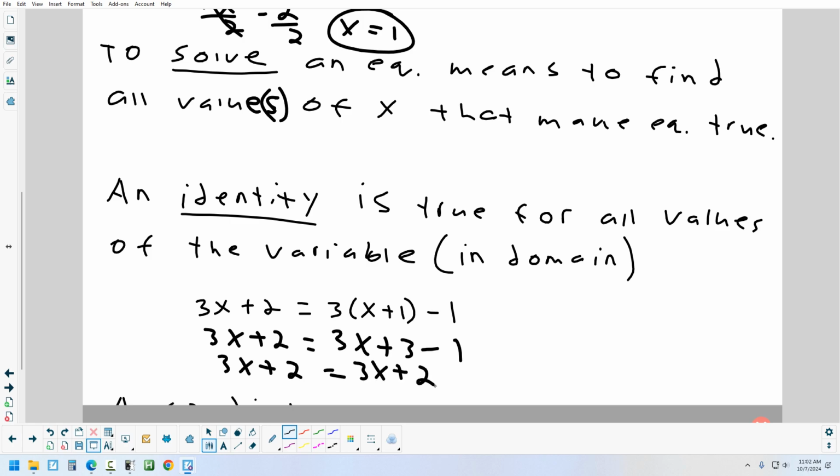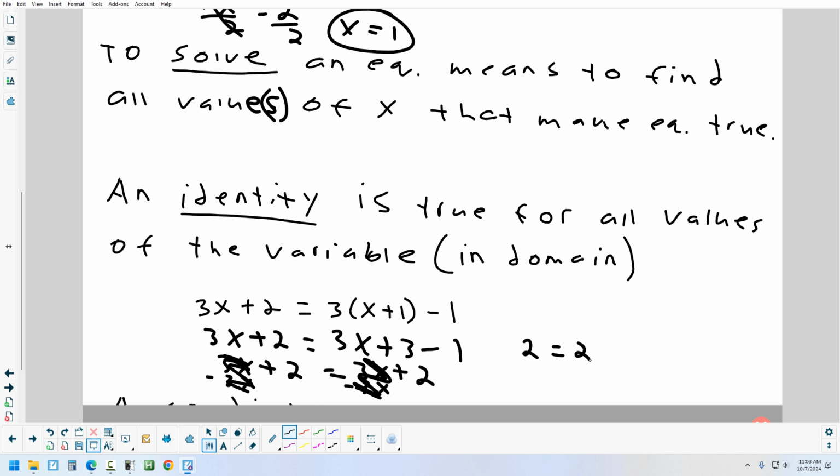And now some people might not notice anything and they say, oh, put all the x's on the same side. So if you did that, you could minus 3x from each side. That's gone. And that's gone. But at this point, you end up with 2 equals 2. All the x's are gone. That's an identity.